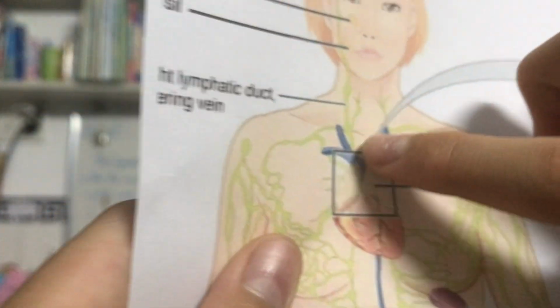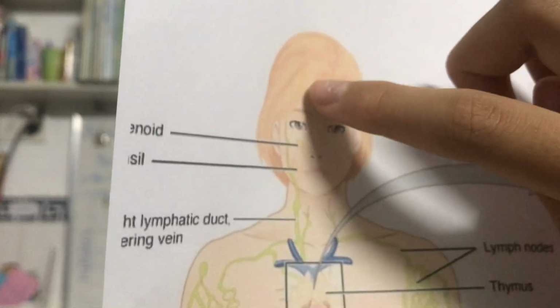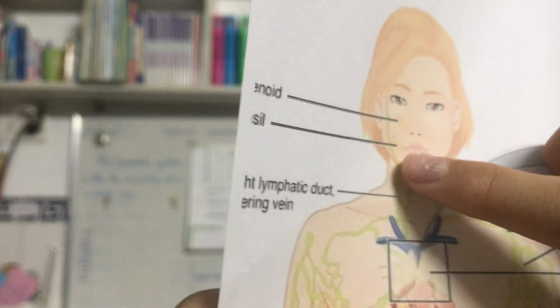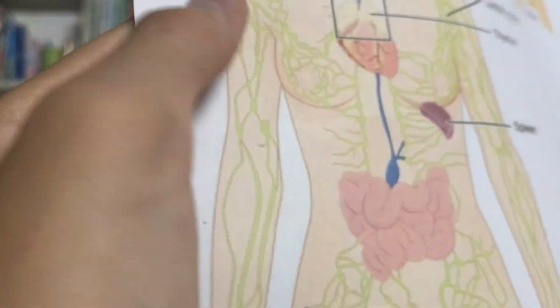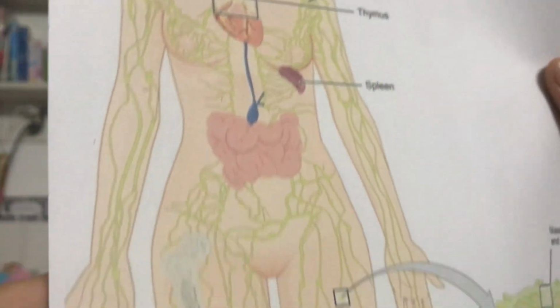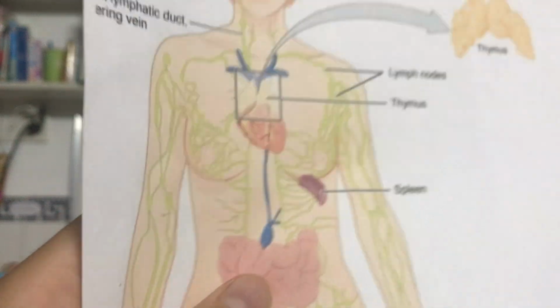The thymus is here. Here's our heart. Here's the lymphatic duct. And the tonsils is here. So the spleen is here. We have another spleen right around here somewhere. There's one spleen, so I think that's just one spleen in our body.